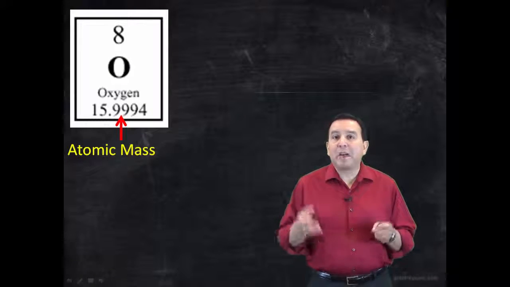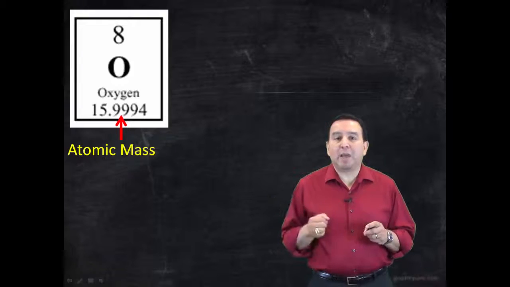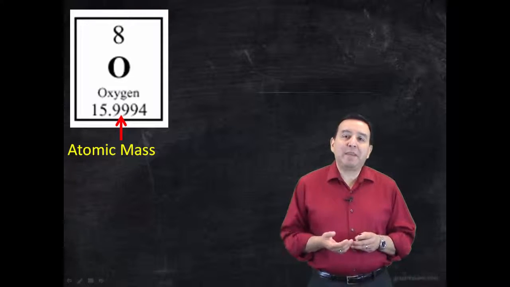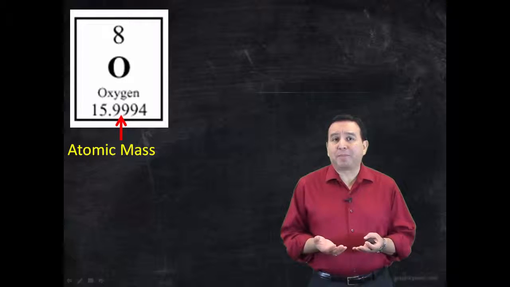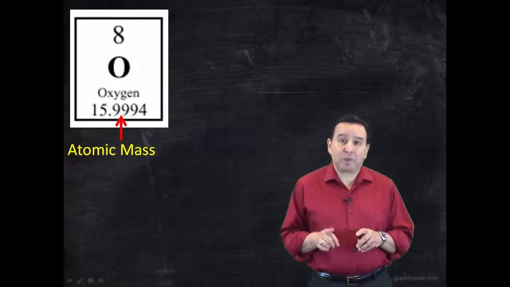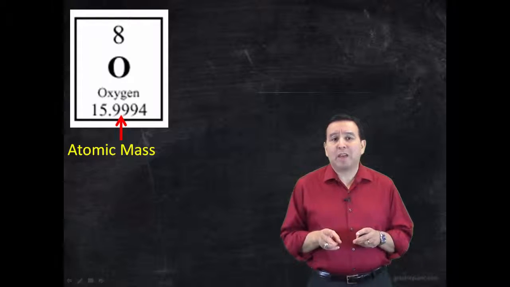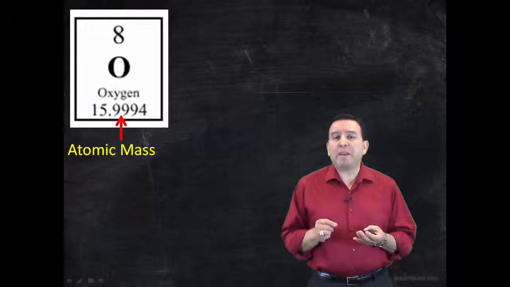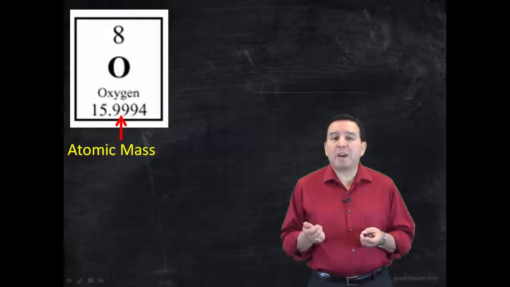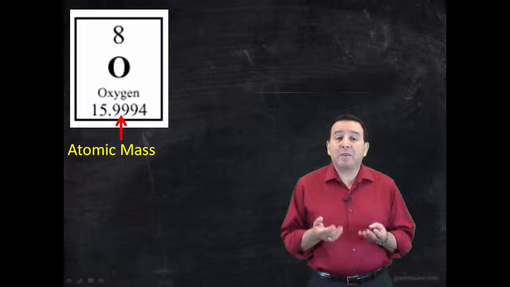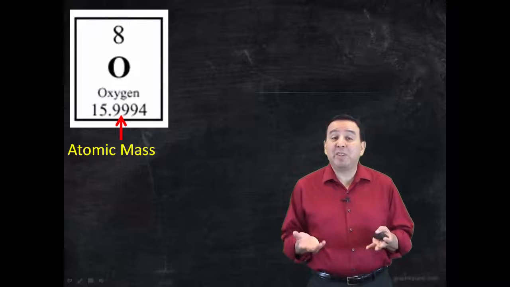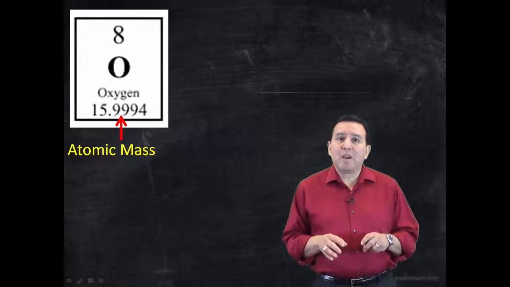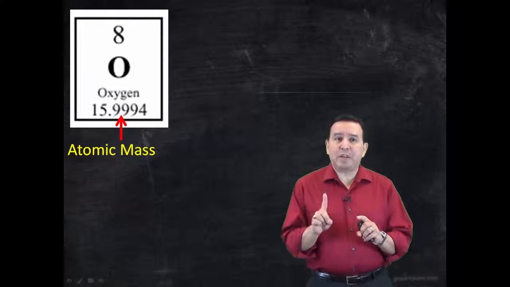Now let's talk about the number at the bottom of the element block, the average atomic mass. We know that mass basically means how much something weighs. Protons have a particular weight, and so do neutrons and even electrons. So does the 15.999 on one atom of oxygen mean that it weighs 15.999 atomic mass units? Well, not exactly.